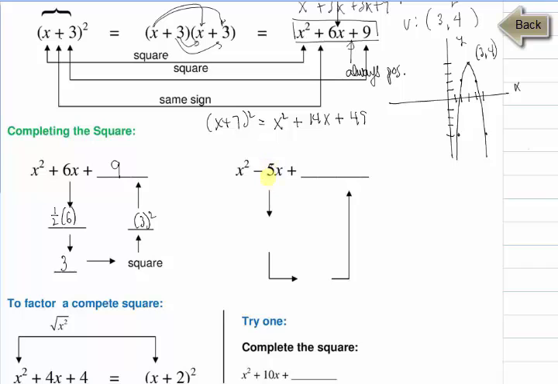Even though your middle number is not evenly divided by 2, it doesn't matter. We're going to take half of 5, and that gives us 5 over 2. We're going to square that, and that's going to give us 5 times 5 is 25 over 2 times 2, which is 4, and we have completed the square.